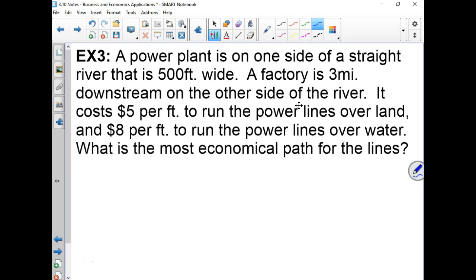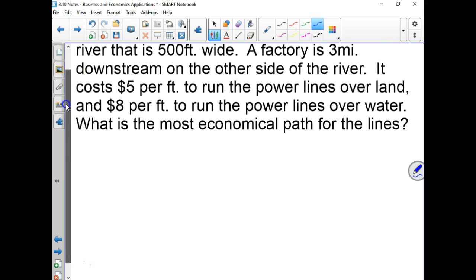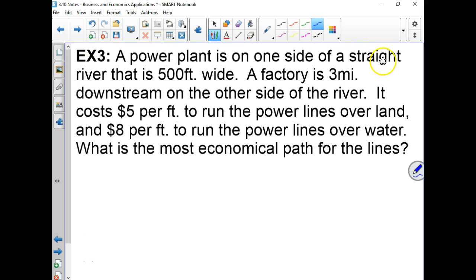Okay, we've done one like this, but let's do this one as well, because I think these problems are the coolest application of this. So, a power plant is on one side of a straight river that is 500 feet wide. A factory is 3 miles downstream on the other side of the river. It costs $5 per foot to run the power lines over land and $8 per foot to run the power lines over water. What is the most economical path for the lines?